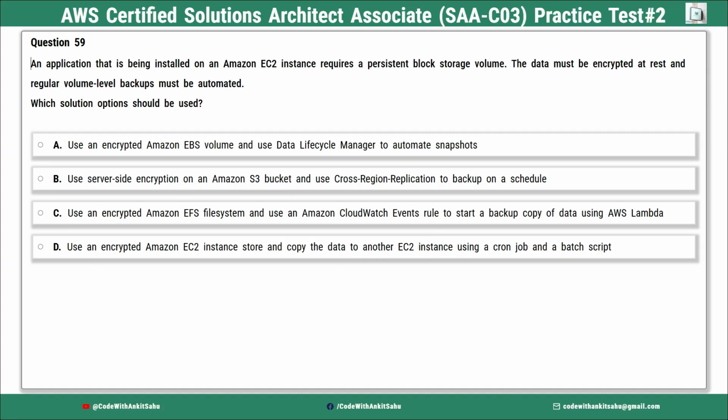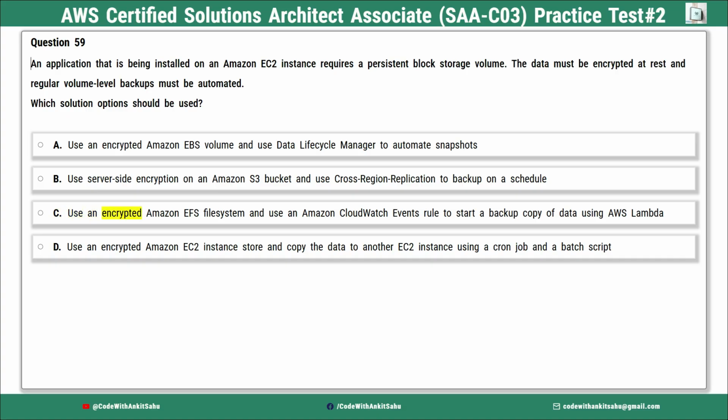Question 59. An application that is being installed on an Amazon EC2 instance requires a persistent block storage volume. The data must be encrypted at rest and regular volume level backups must be automated. Which solution options should be used? Option A. Use an encrypted Amazon EBS volume and use Data Lifecycle Manager to automate snapshots. Option B. Use server-side encryption on an Amazon S3 bucket and use cross-region replication to backup on a schedule.